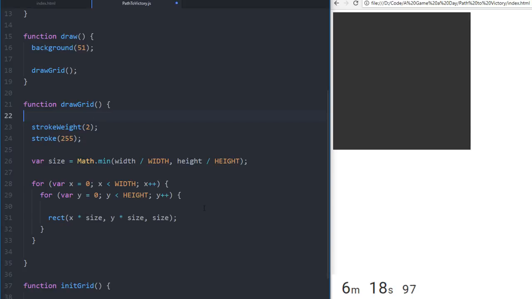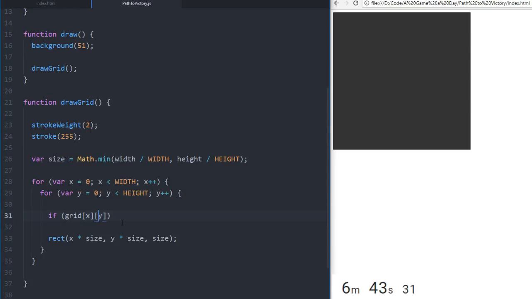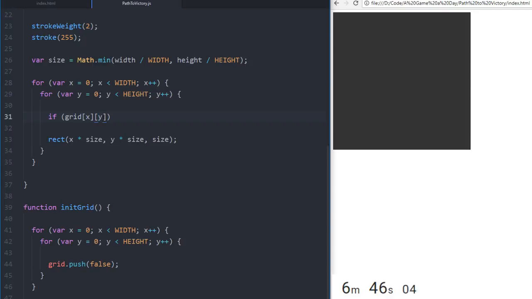Okay, here. We have no fill. We need to say if grid of x and y. Oh, you know what? Why am I doing it like this? This is difficult. Okay, it would be x times width, right? No, x times height. I wish this were a bit easier.